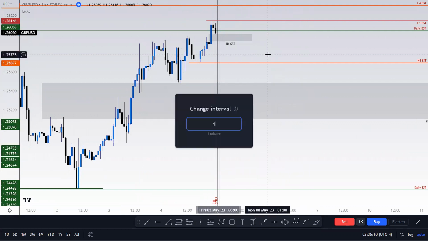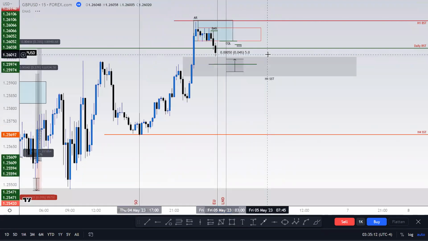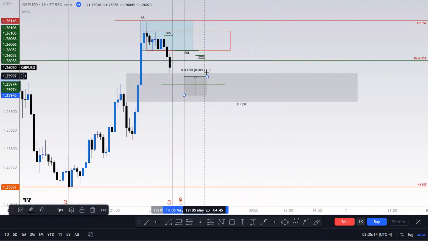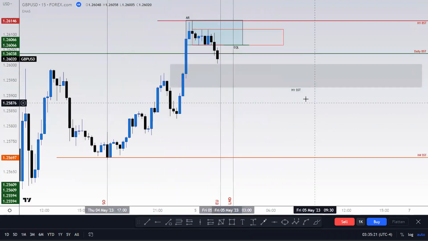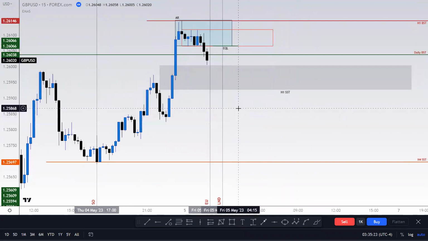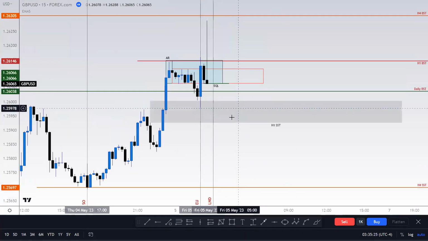All right, so these are the key levels. We go to the 15 minutes time frame. Let's just get rid of all of this, just to show you guys from a fresh perspective. Going into the open of the London session, what can we see?